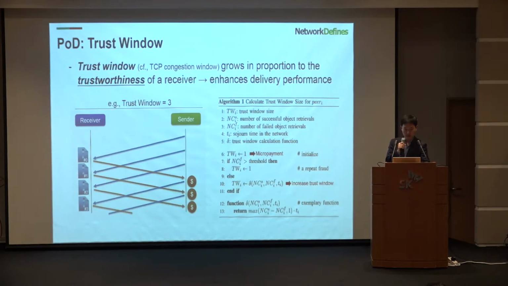If the trust window is 3, then a sender does not have to wait for compensation for each data chunk. It can just send 3 data chunks, then wait for the compensation for them. In this case, we believe we can boost up the delivery performance of a sender to a receiver.